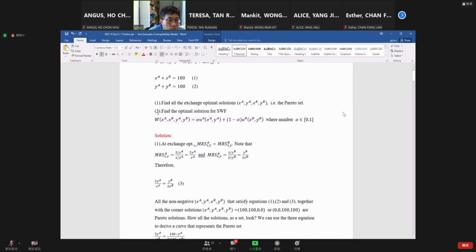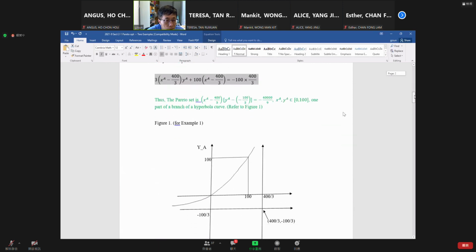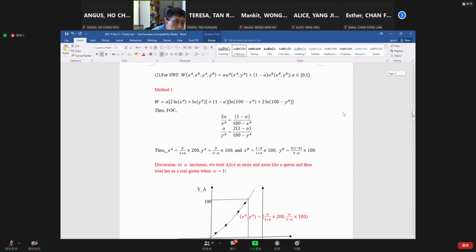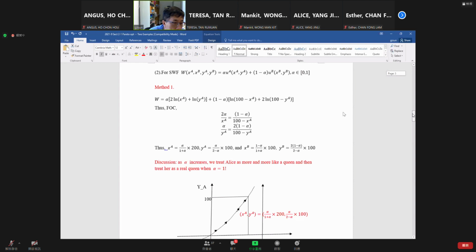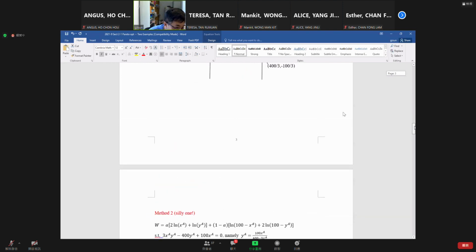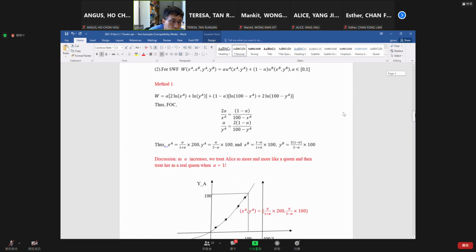Now let's confirm this general observation for this example. We solve the second problem. How to solve it? We introduce two methods. The first method is quite simple and easy to handle. The second method, we call this a silly one, a stupid method. What's the smart method? Let's look at this one. We just reformulate the social welfare function.